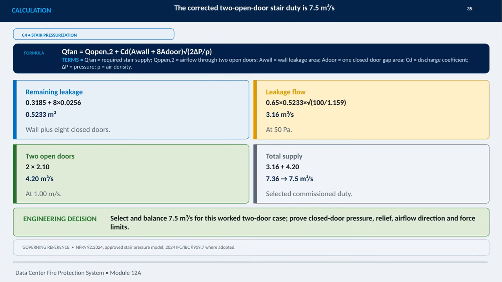Next, the two open doors require 4.20 cubic meters per second, based on 2 doors and an airflow velocity of 1.00 meter per second. Adding these values gives 7.36 cubic meters per second, which is rounded up to 5 cubic meters per second as the selected commission duty. The engineering decision is to select and balance that duty, then verify closed door pressure, relief performance, airflow direction, and force limits. The calculation follows the cited NFPA 92 and adopted 2024 IFC and IBC provisions.